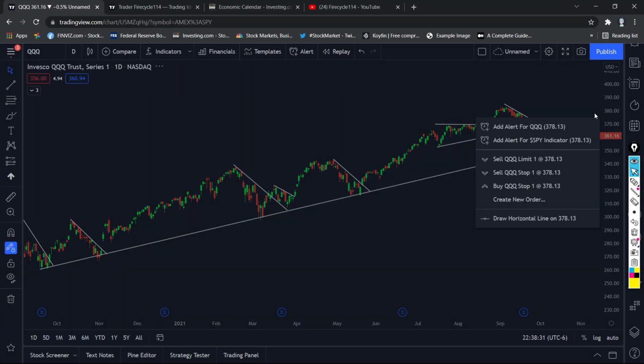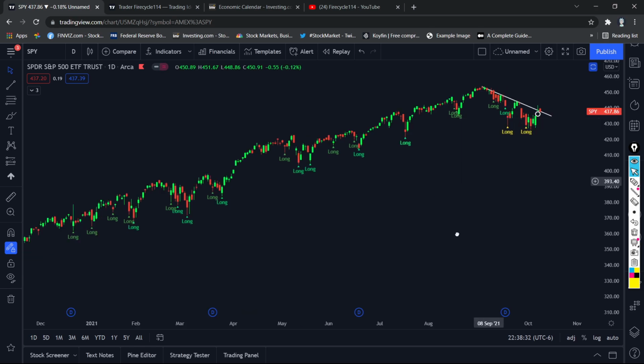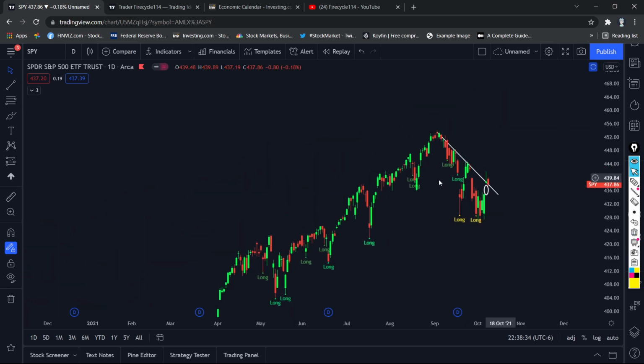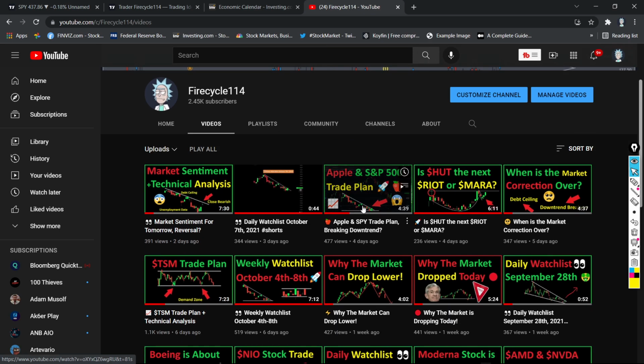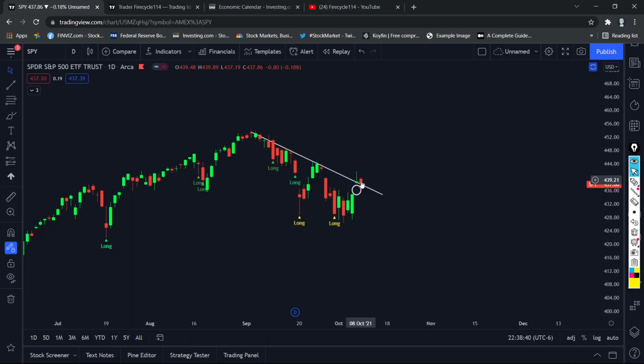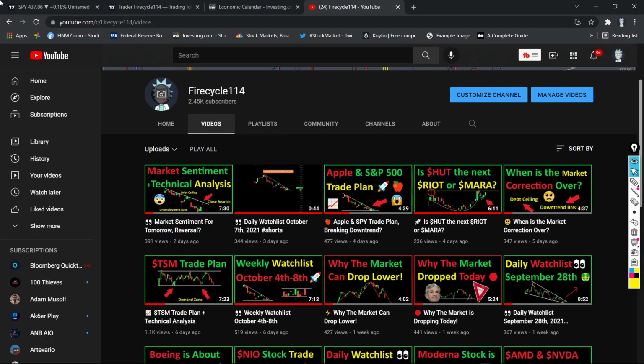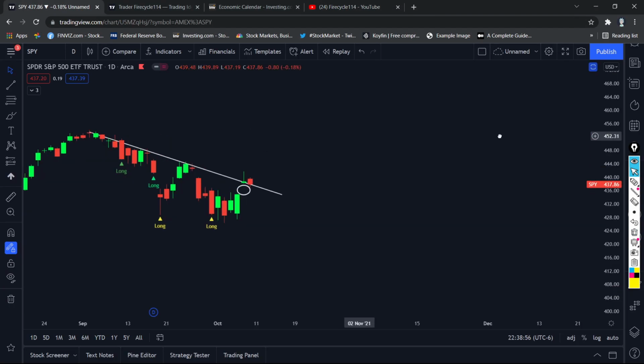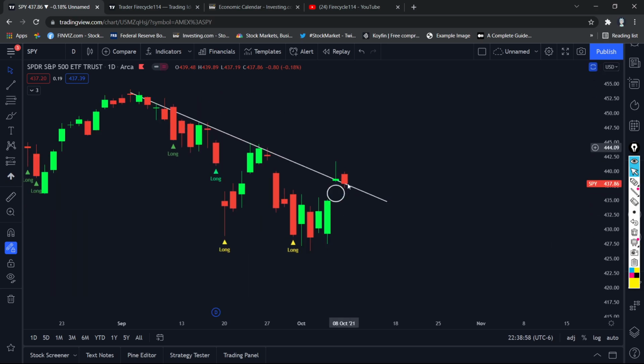So not just for QQQ, I'm looking at SPY. So SPY actually did break out. Okay, I made a whole video on Apple and SPY trade plan. You could have played this breakout right over here and this gap fill. So again, remember, we had this gap fill, which we had coming for a while now. So I made a whole video on that. You could have played that, set an alert. But as you can see, we broke out and we're sitting at this support.